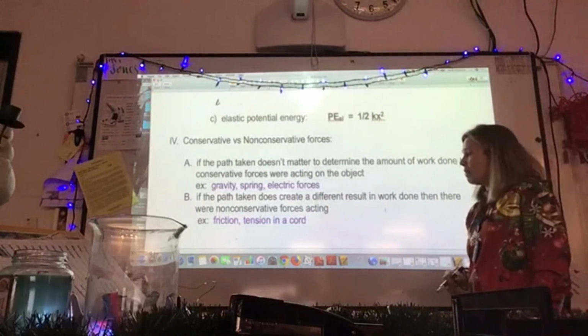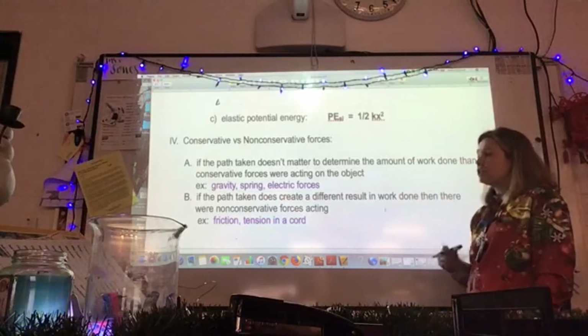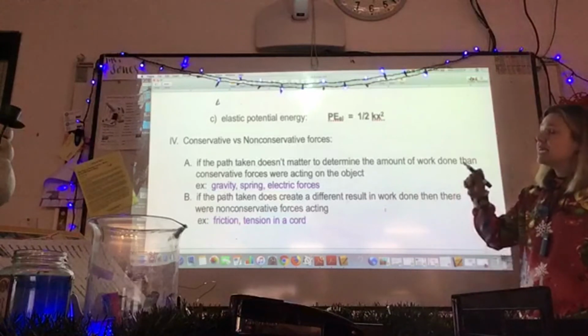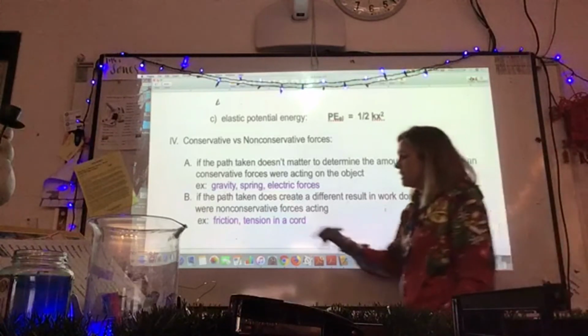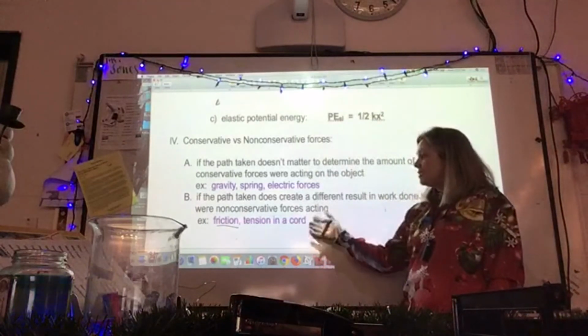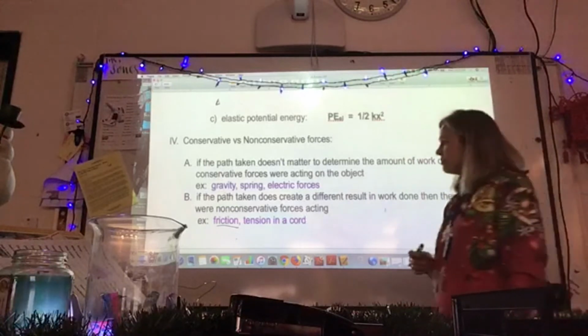Remember we said ladder, ramp, stairs, it's all the same as long as you get the same thing accomplished. For gravity, for spring, electric forces, this is all true. There's a problem, however, that work or energy is not conserved, and you probably can figure this out, and path does matter if friction is involved. Okay? And also if there's some problems with tension in a cord can be a non-conservative case.